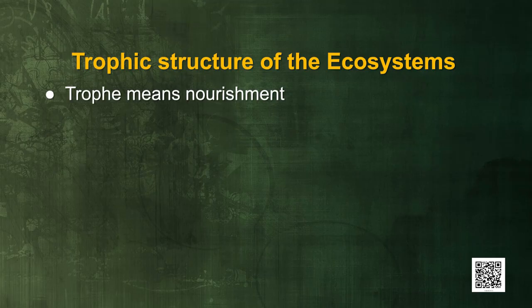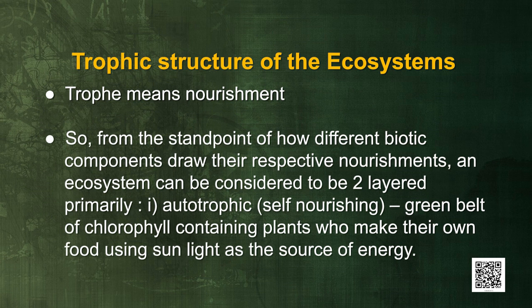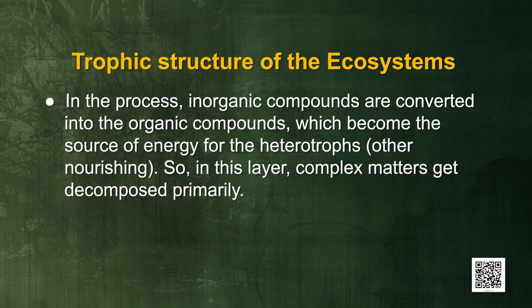It then brings us to another important dimension of ecosystem, and that is the trophic structure of the ecosystem. Trophic means nourishment. So, from the standpoint of how different biotic components draw their respective nourishment, an ecosystem can be considered to be two-layered primarily. Number one, autotrophic or self-nourishing, that is the green belt of chlorophyll-containing plants who make their own food using sunlight as the source of energy. In the process, inorganic compounds are converted into organic compounds, which become the source of energy for the heterotrophs, which means other nourishing. So, in this layer, complex matter gets decomposed primarily, that is in the layer of heterotrophs.